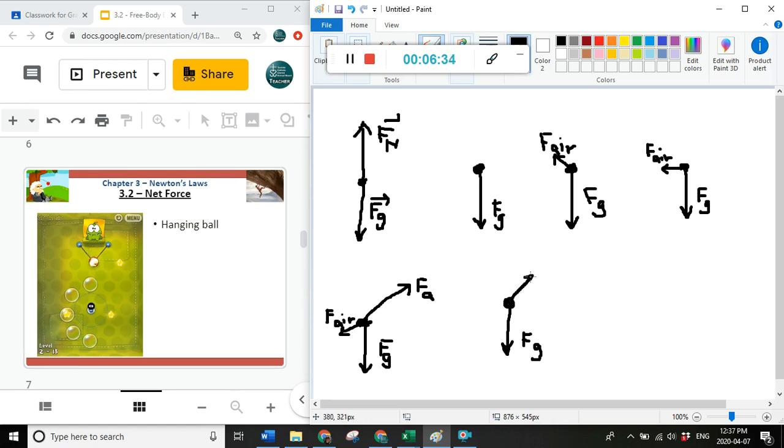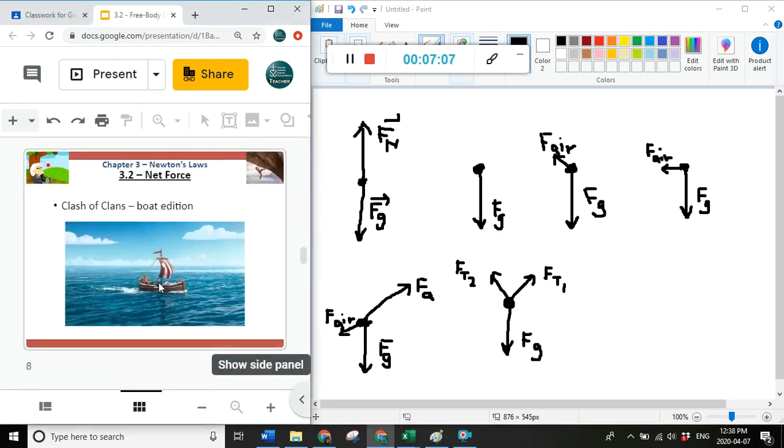One of them acts like this, and one of them acts like this. This is going to be FT. Hopefully you remember T is the tension in the rope. And we put a 1 there because that's one of the FTs. My other one, FT2, is over here. And again, remember what I said, when the ball is at rest, which it is, we're going to find all these forces add up to 0. They all balance out. That's what we're going to see in lesson 3.3.